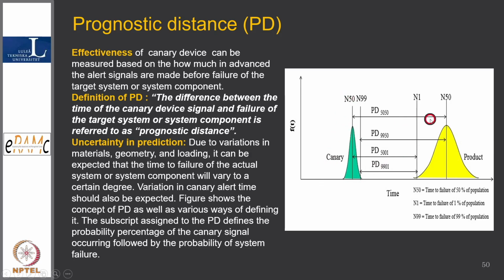So 50-50 PD mode, then 99-50 PD mode. That means it is starting from 99 and touching at 50, and PD 50 into 1% is going, and 99% means 99% of canary probability, the complete area under the curve. That means you will have a lot of confidence, and here it is at 1% you pick up. These are the options that you have for choosing a prognostic distance.